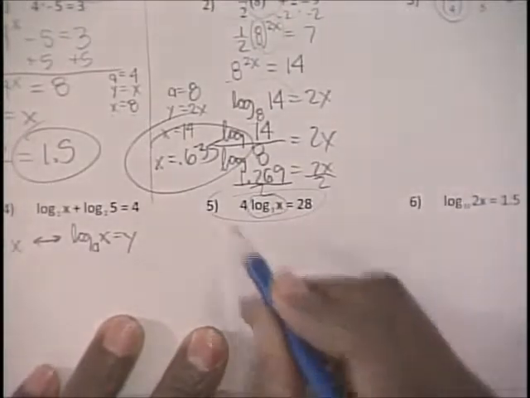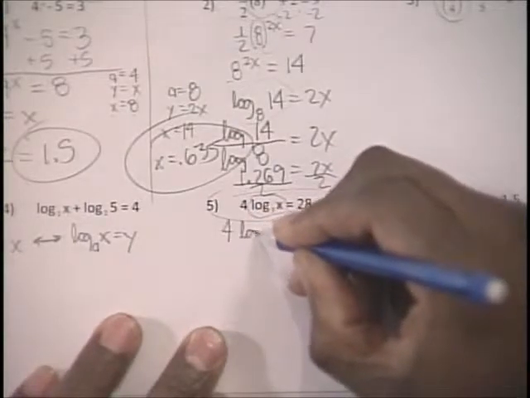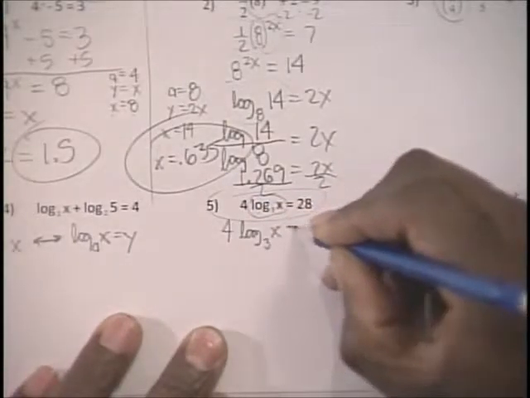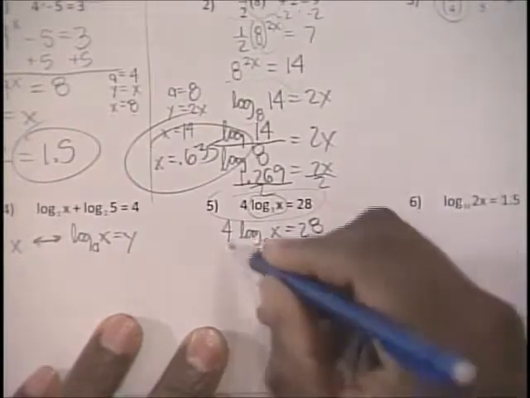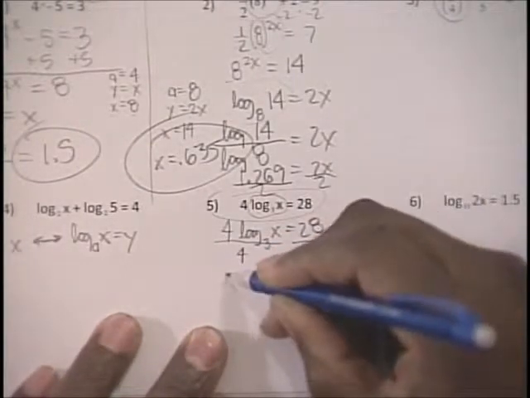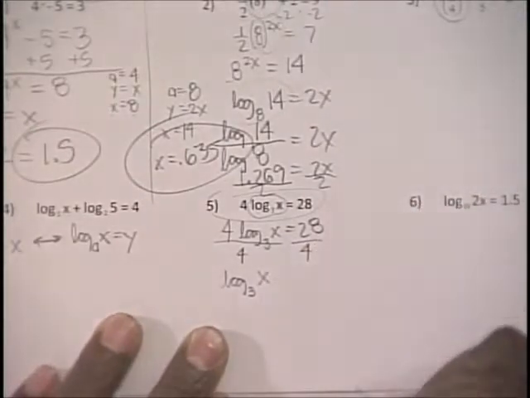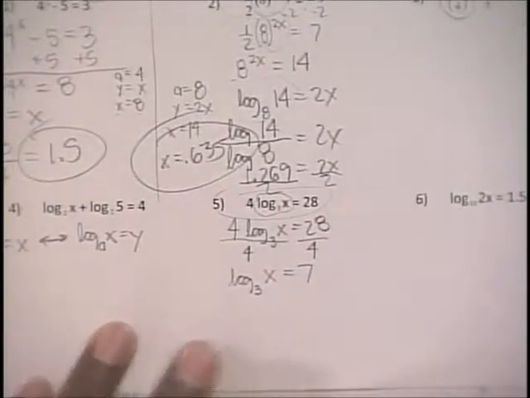All right, now the way you're going to do that is to get rid of that 4. So let's rewrite it in case you can't see it real well. Log base 3 of x is 28. You divide by 4. You get log base 3 of x is equal to 7.